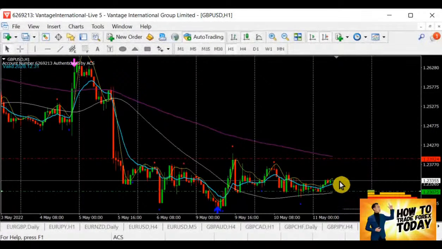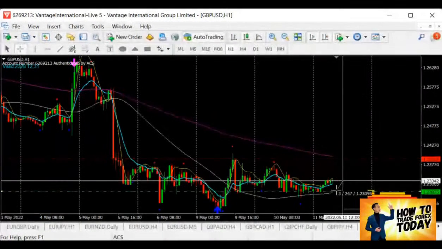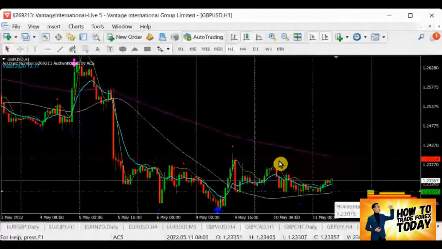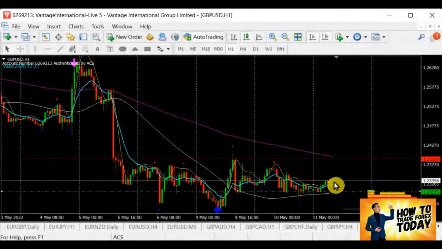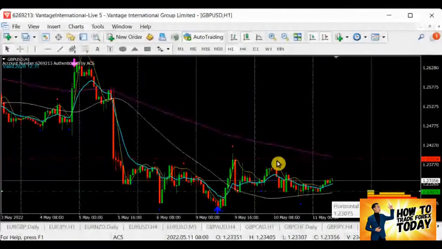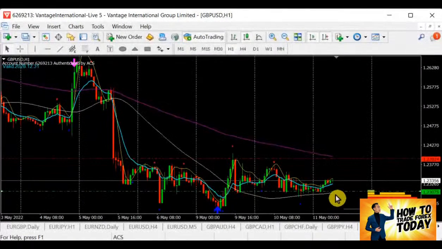Yes. Okay, so pound dollar, if we want to sell, this is right in the middle of nowhere. It's about 30 pips away. It's well worth waiting for it to cut the white line, for it to break the support. Then retest the support as a resistance, then we continue the selling. All right, so this is for pound dollar.